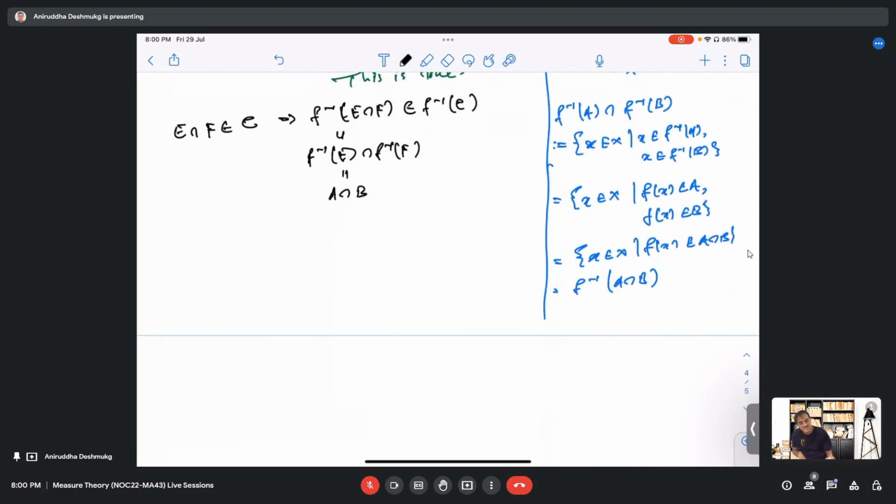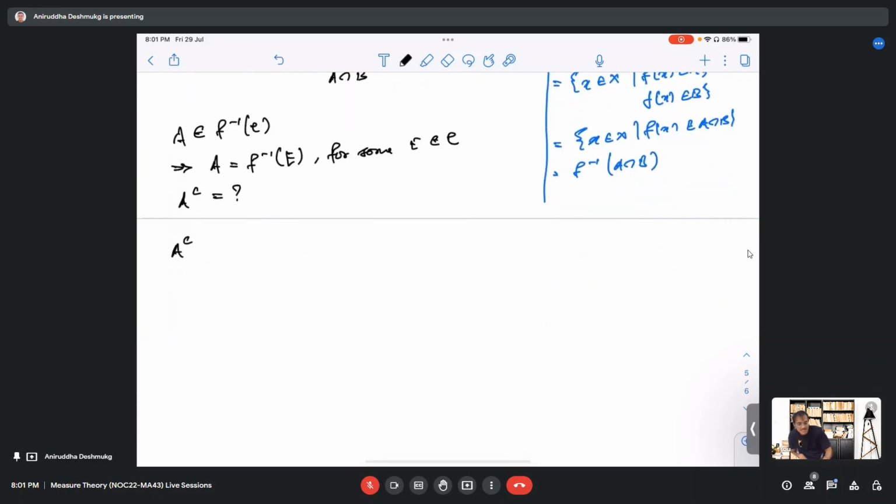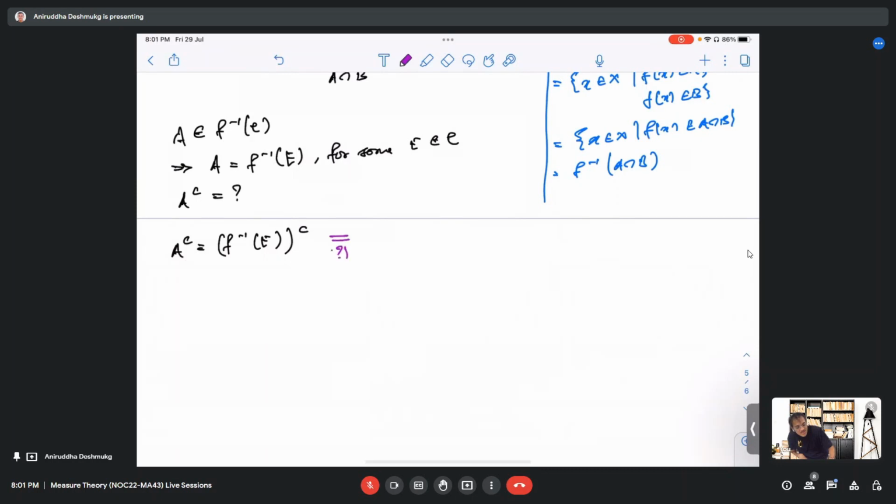What can you say about complement? So again, let us take A in F inverse C, which means that A can be written as F inverse of E for some E. And then I want to look at A complement. Okay. So what is A complement? A complement is F inverse E whole complement. Again, by looking at this expression, what do we expect? F inverse of E complement. Correct. We expect that this should be equal to F inverse of E complement.